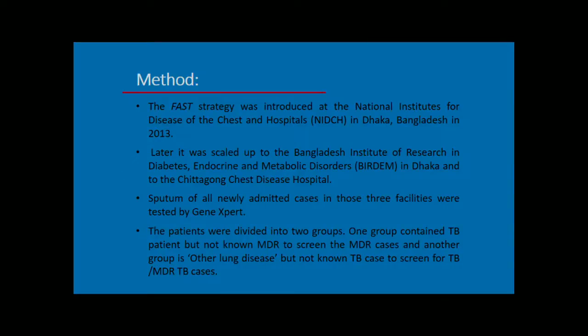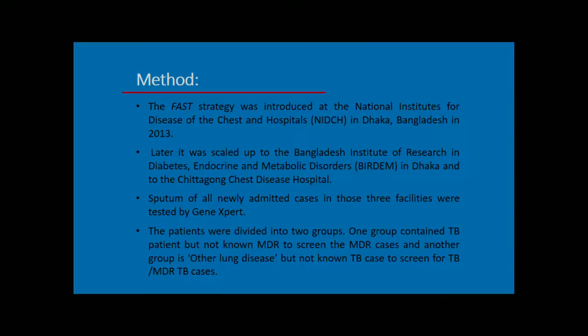In Bangladesh, the strategy was first introduced at the National Institute of Diseases of the Chest and Hospital, NIDCH, in Dhaka in 2013. This is the biggest chest disease hospital in Bangladesh, and also known as the biggest TB hospital. Later, it was scaled up to the Bangladesh Institute of Research in Diabetes, Endocrine and Metabolic Disorders, BIRDEM, the biggest hospital for diabetes, and also to the Chittagong Chest Disease Hospital, the second biggest chest disease hospital in Bangladesh.